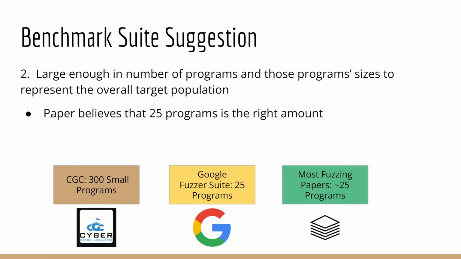Secondly, they suggest a large enough number of programs, and that these programs be large enough to represent the target as well. You can see here CGC has like 300 small programs. Google Fuzzer Suite has 25 programs. Most fuzzing papers they looked at usually tested against 25 programs. So they think around 25 programs should be what the benchmark should be.